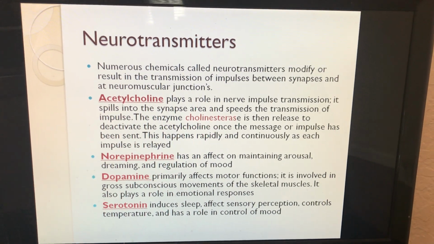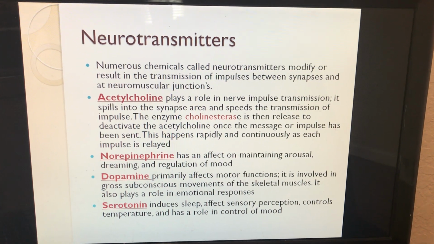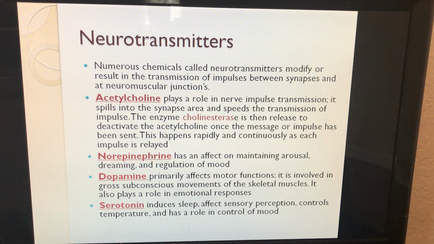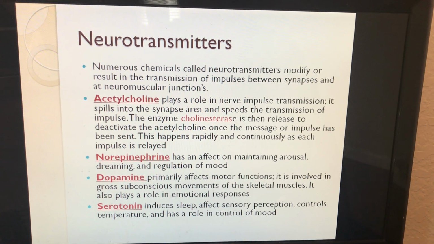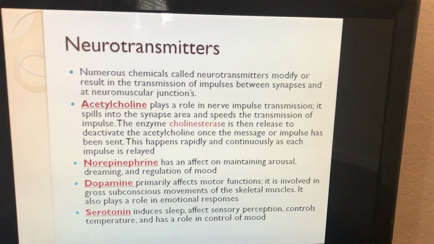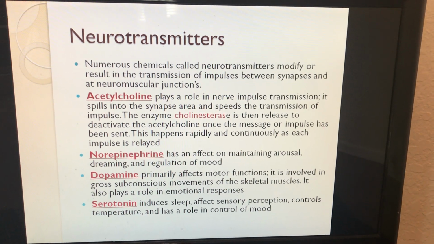So your neurotransmitters are numerous chemicals. They modify or result in the transmission of impulses between synapses and at the neuromuscular junction. So you have four main ones: acetylcholine, norepinephrine, dopamine, and serotonin.